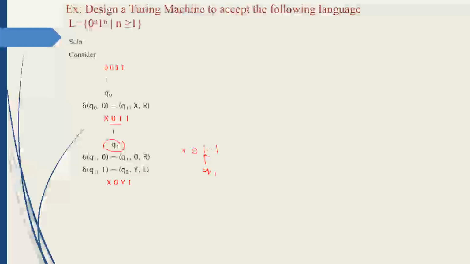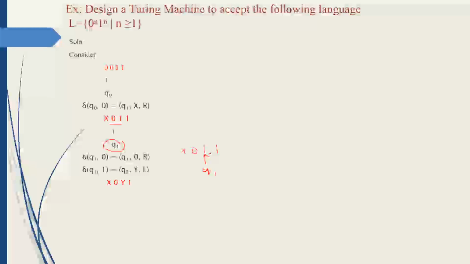Change the state to Q2, replace 1 by Y, move the cursor to left direction. Why are we moving the cursor to the left direction? Again, for 1 0 1 1 is found. Again, we are going to move the cursor to the left direction until we find 0. Until X is found, it is going to move in the left direction itself.